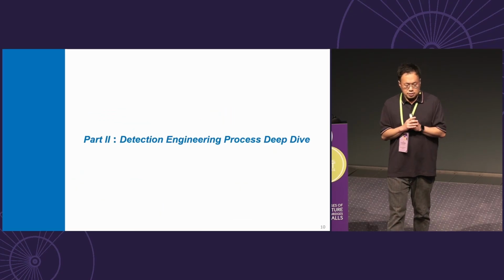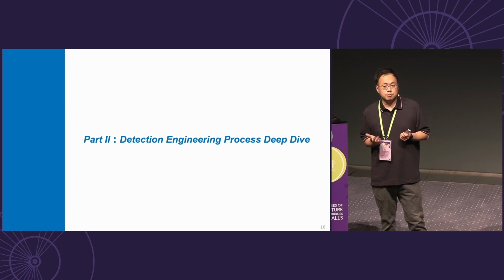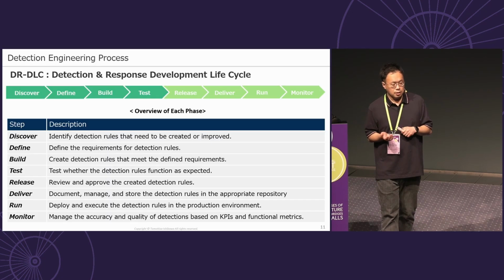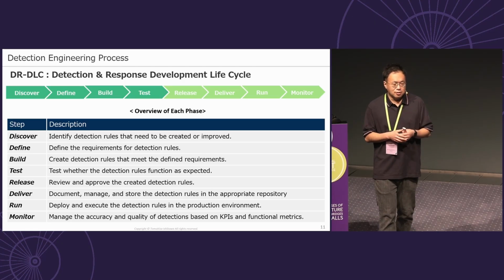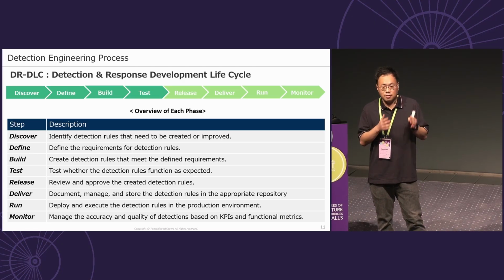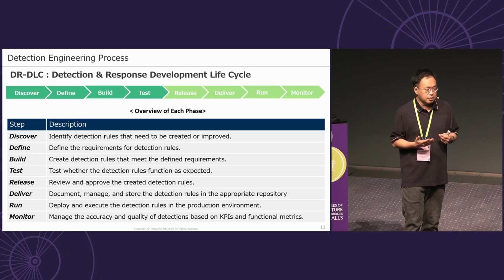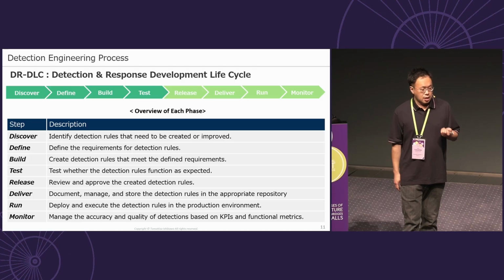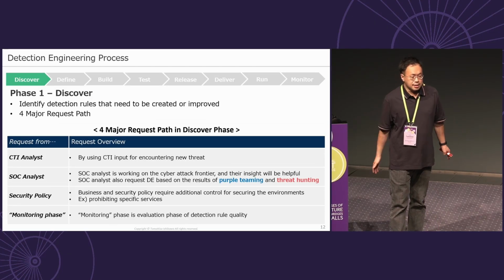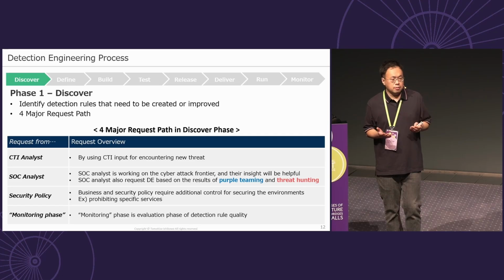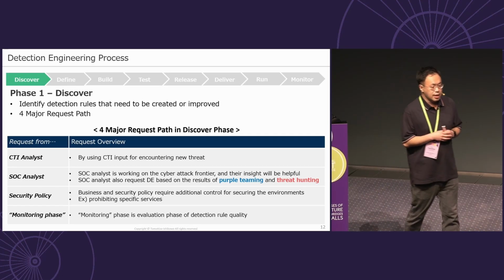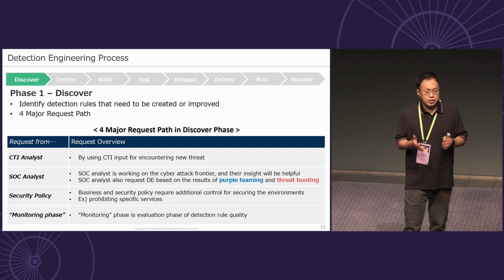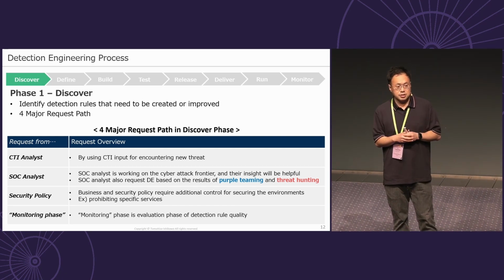OK, let's go to the next portion, which is the detection engineering process deep dive. Actually, there are 8 steps here, but there is no concrete description of what each phase should be. So we'd like to deep dive a little bit and consider how to do these processes. The first phase is discover. Discover means identifying detection rules that need to be created or improved. Basically, we try to understand the needs of detection engineering.